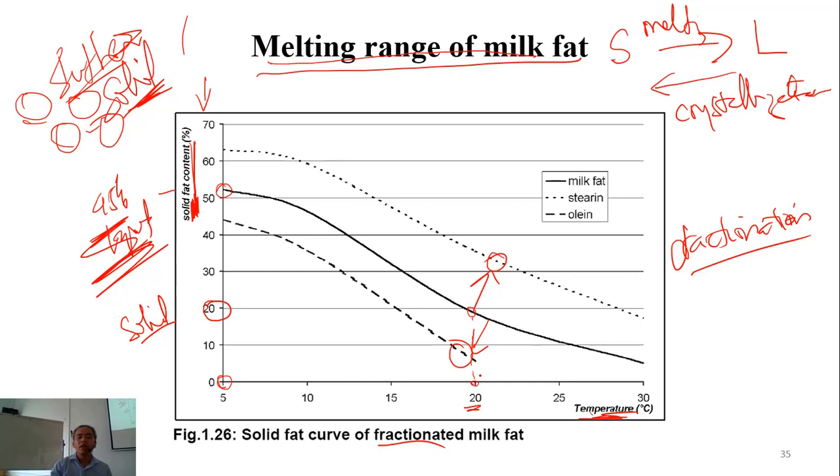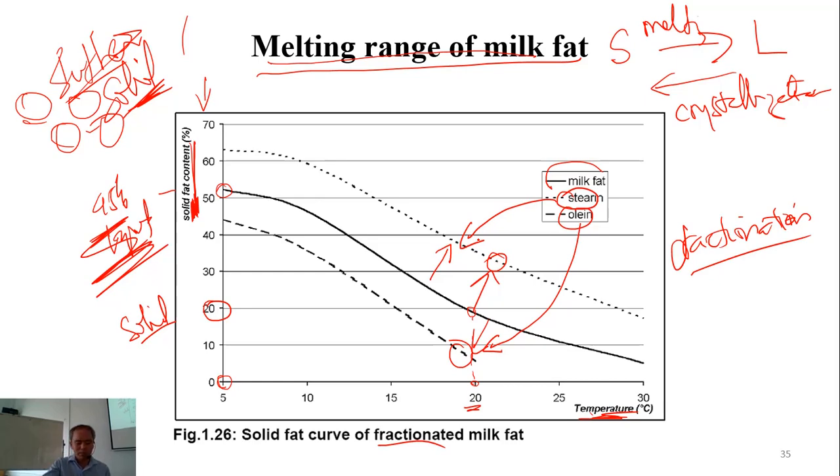Okay. The part which has a low melting point is called olein. The fraction which has a higher melting point is called stearin. What names do they use for the fractions here? They base them on the names of stearic acid and oleic acid. Though the two acids have the same number of carbon atoms, just with or without a double bond, they are very much different in melting point.